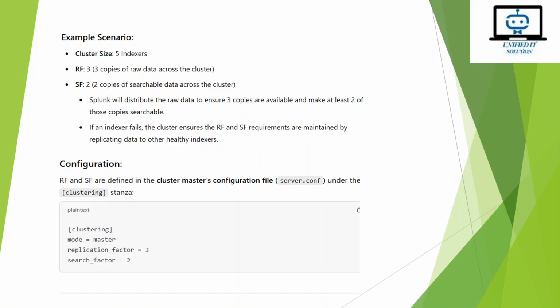So how does this configuration look? The RF and SF are defined in the cluster master configuration file, which is the server.conf file, under the clustering stanza. The clustering stanza is the standard name; you cannot change it. Mode means this is a cluster master, replication factor is 3 and search factor is 2. So you will find this configuration on the cluster master.